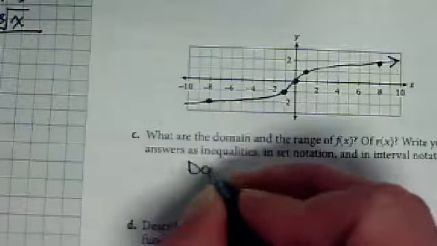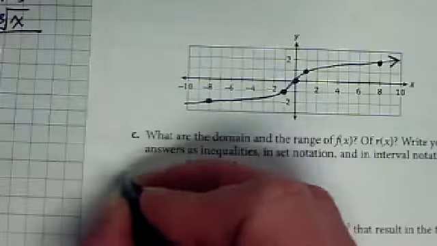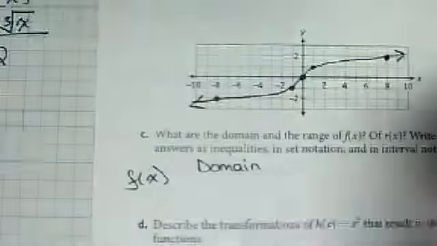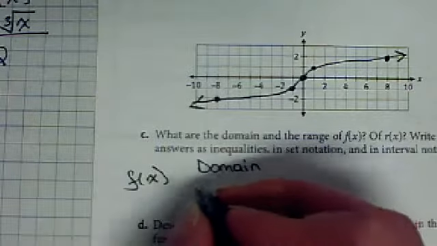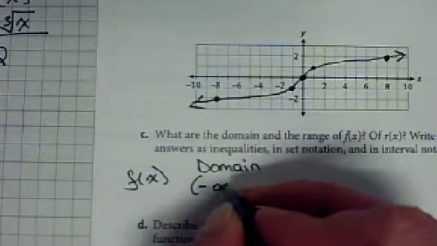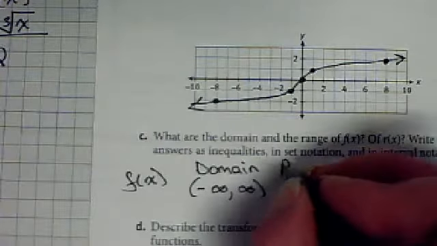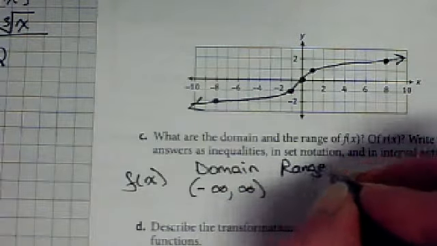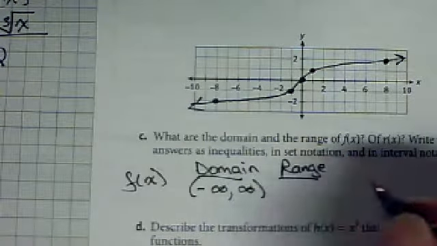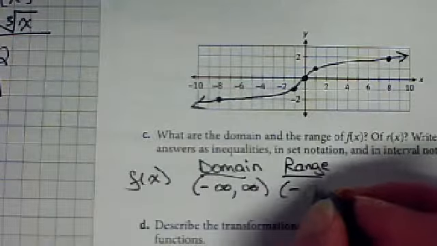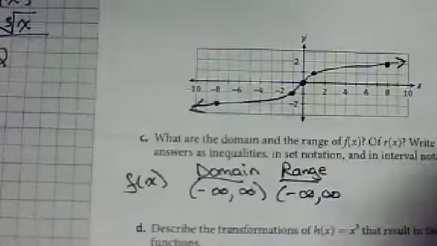So what's the domain of that parent function? Well, we talked about that we had negatives and we had positives, so it's all real numbers. Our range, we also have negatives and positives. So it's also all real numbers.